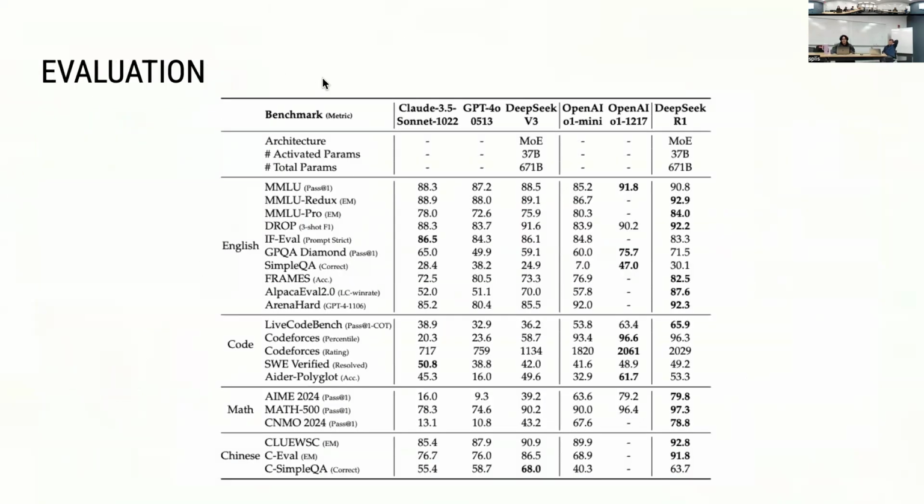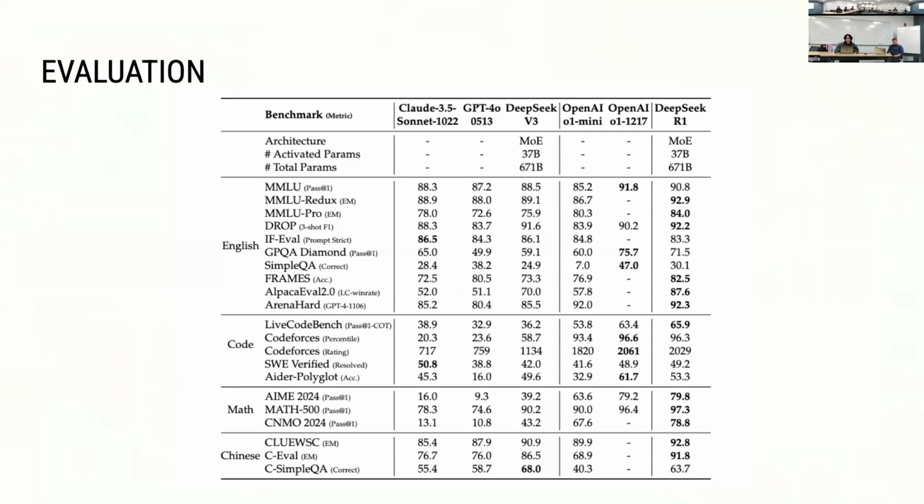For evaluation, these are the scores of R1 versus various models on many benchmarks. It is state of the art on MMLU Redux, and Pro, DROP. The ones that I care about are MATH-500, state of the art, and CNMO 2024, state of the art. So it's state of the art on many different benchmarks, and very close to state of the art on Codeforces too, which is very important. It has a 2,000 rating on Codeforces, which is utterly terrifying.